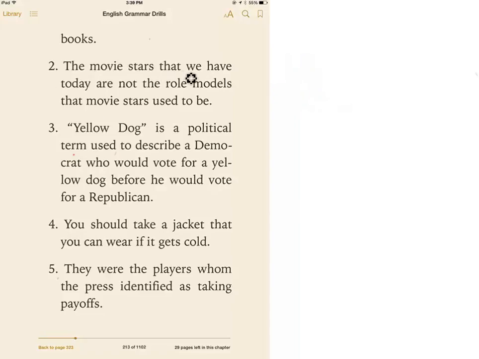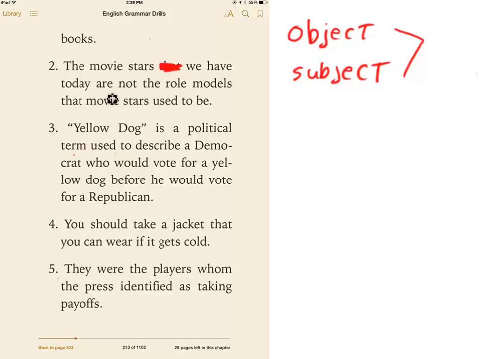The movie stars that we have today are not the role models that movie stars used to be. The movie stars, well, can I get rid of that? Let's try to say it without this word. Is this an object, or is it the subject? Does it do the action, or does it have something done to it? The movie stars that we have today, let's get rid of it. The movie stars we have today are not the role models that movie stars used to be.